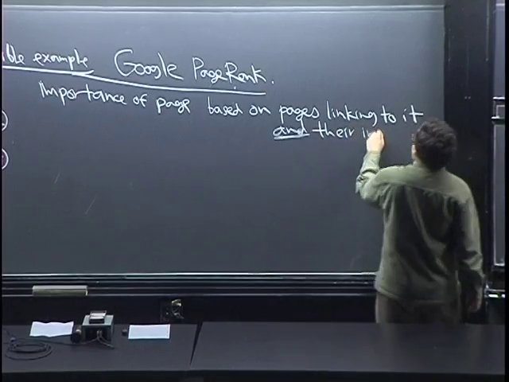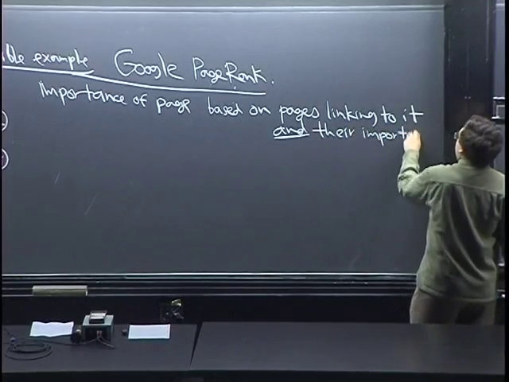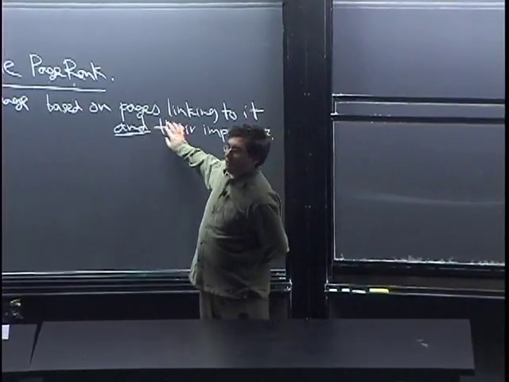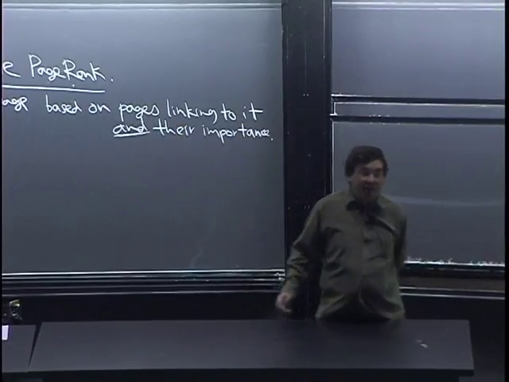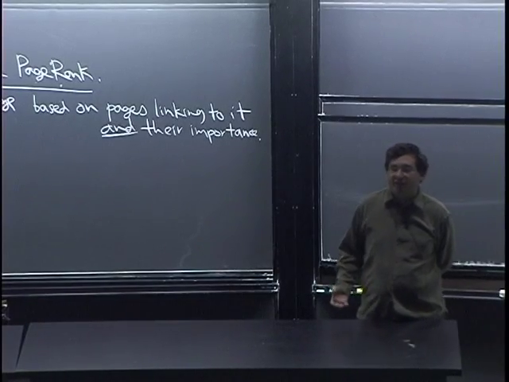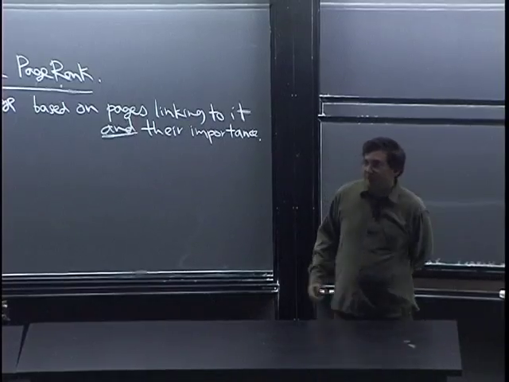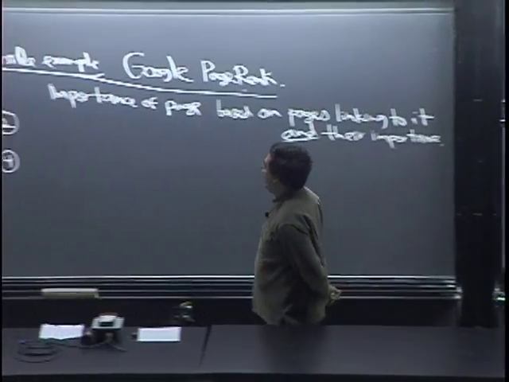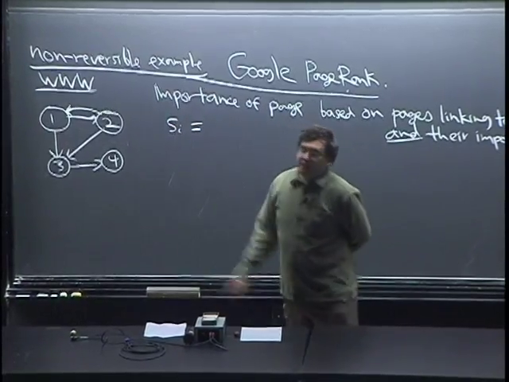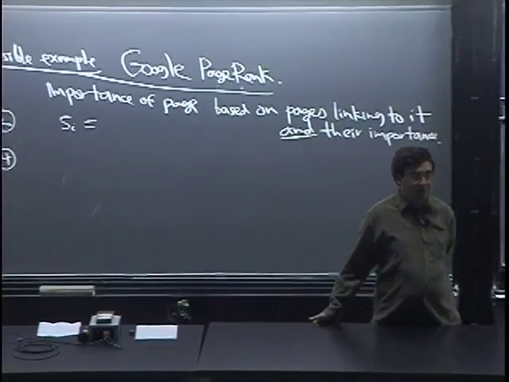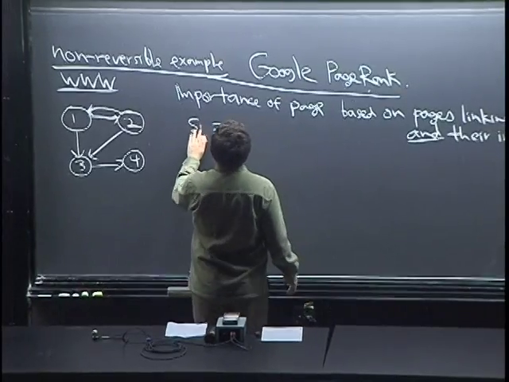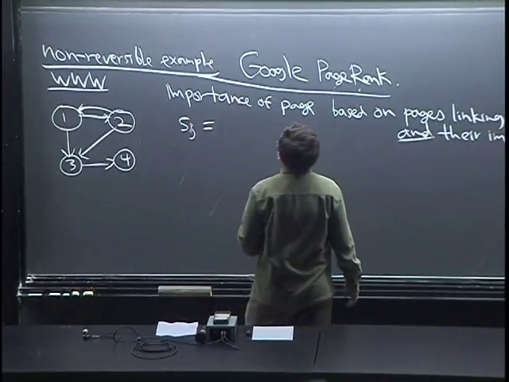Well, that sounds like a circular definition. That we defined importance in terms of importance. But that's okay, actually, because that suggests an eigenvector equation, which we'll interpret as a Markov chain. So if we let S_i, just think of S as standing for score. That is, we're going to give each web page a score. And let me just index it with j. So that's the score of the jth web page.